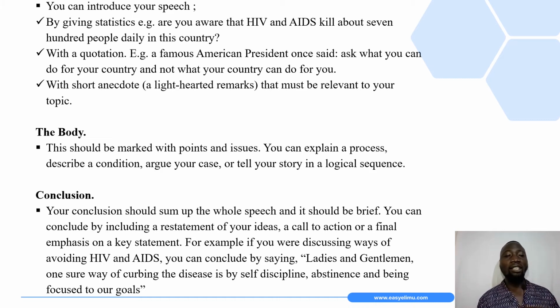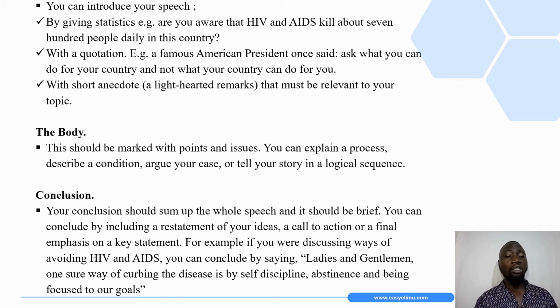Another technique you can use to introduce your speech is using a short anecdote or any other light-hearted remarks. You can also start with proverbs and so on, and they must be relevant to your topic. So as you choose some of the remarks to introduce your speech with, ensure that they are relevant to the topic.